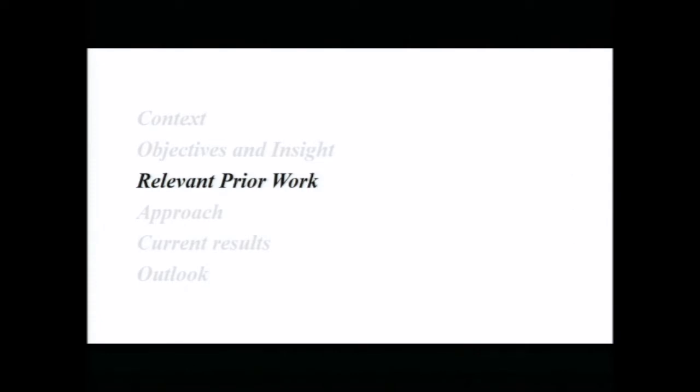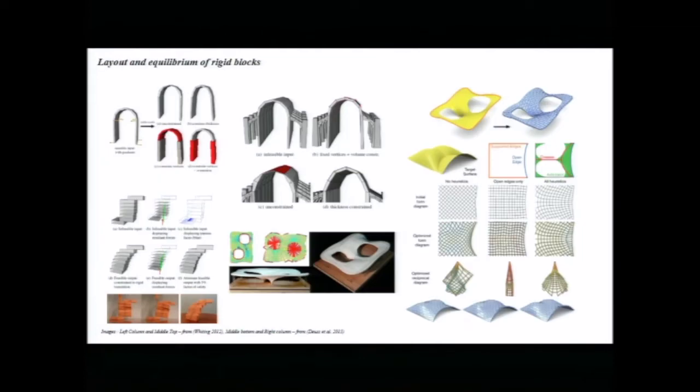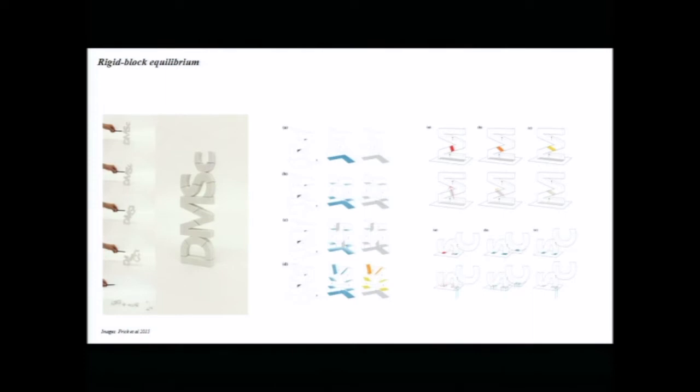So this leads to the relevant prior work. The research operates in the contemporary paradigm of so-called architectural geometry, whereby complex structural and manufacturing aspects are computationally represented as geometric constraints or properties. More specifically, given the previously mentioned insight of relating unreinforced masonry to printed concrete, significant precedent work stems from the field of computational masonry, with several interactive toolkits having been developed already at ETH, MIT, and elsewhere. And more specifically, the research aims to extend the rigid block equilibrium methods developed at the NCCR and Block Research Group previously and presented here in this conference a couple of years ago.